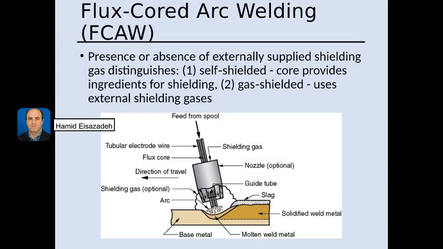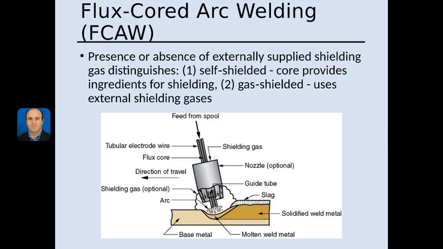The next process is called flux core arc welding, FCAW for short. This is very similar to the previous process, shielded metal arc welding. But the problem that we had in the previous one was replacing the stick electrode. So in this process, it's going to overcome that limitation.